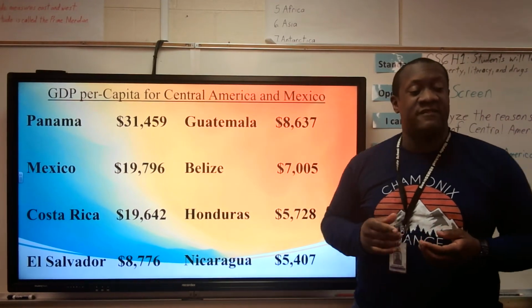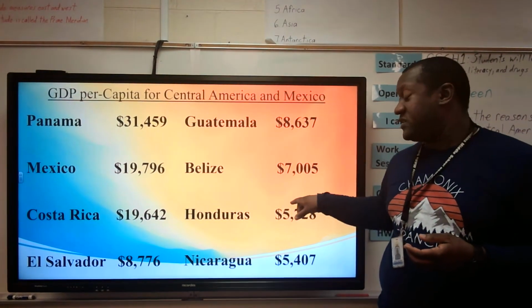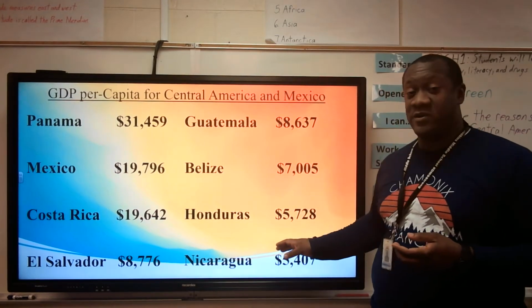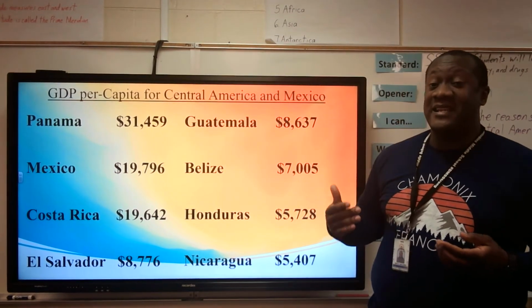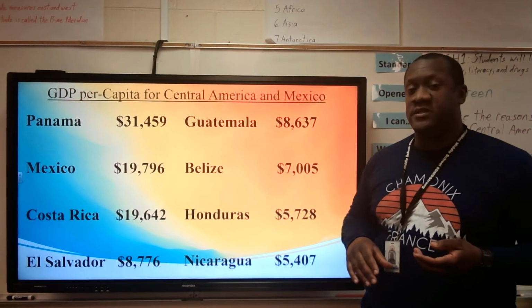Guatemala, $8,763. Belize, $7,005. Honduras, $5,728. Nicaragua, $5,407. That's the average amount that a person's going to make in a year in these countries.